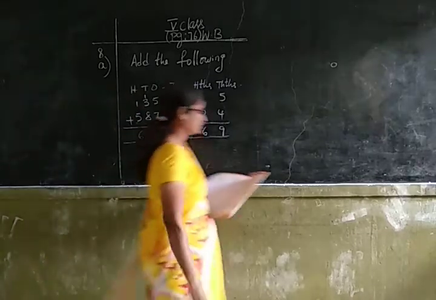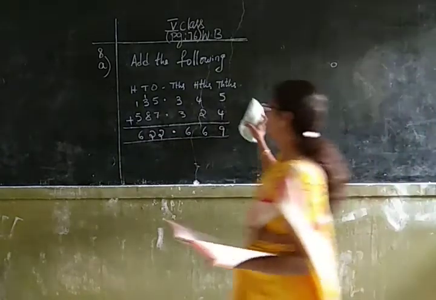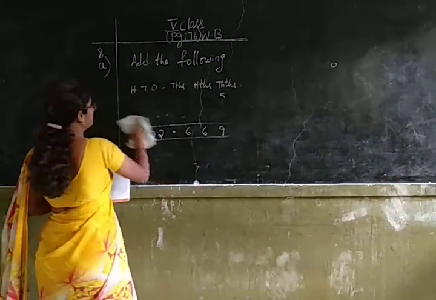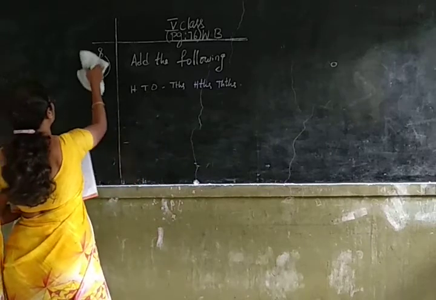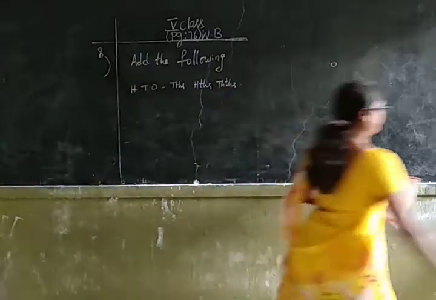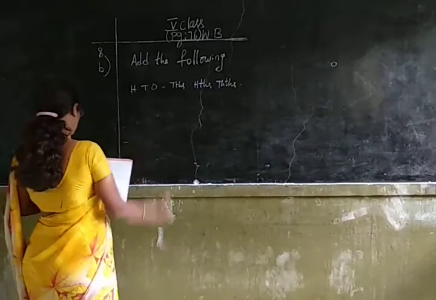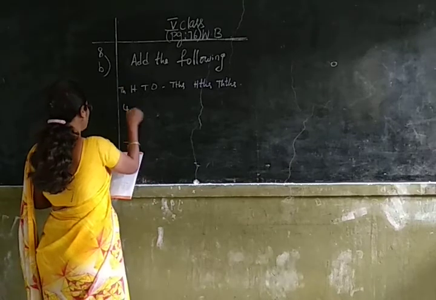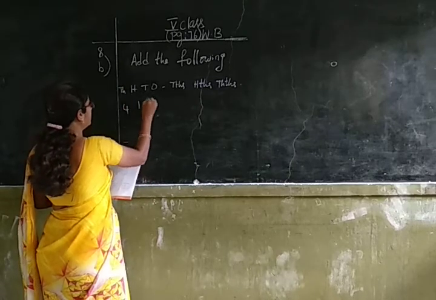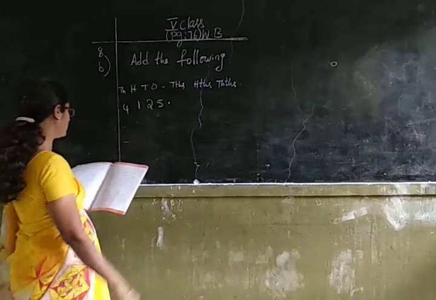Now let us do the B sum. The first number is 4,125. First write down the places and then arrange the numbers in columns.